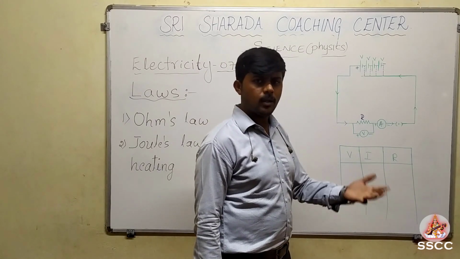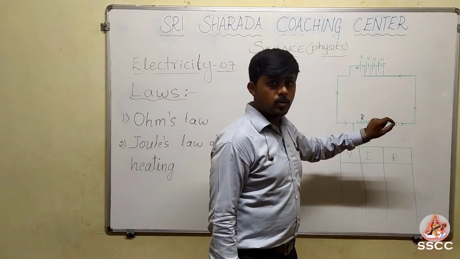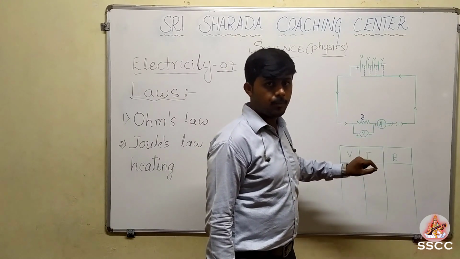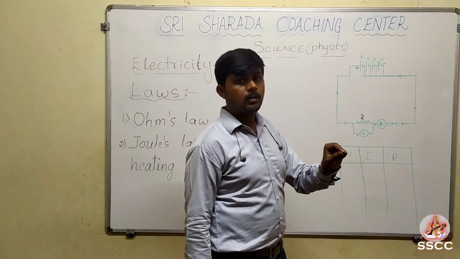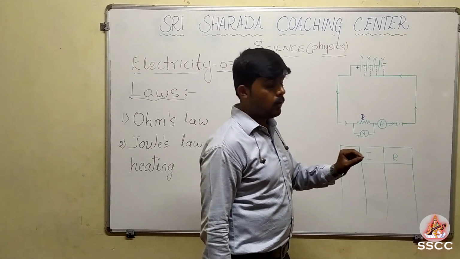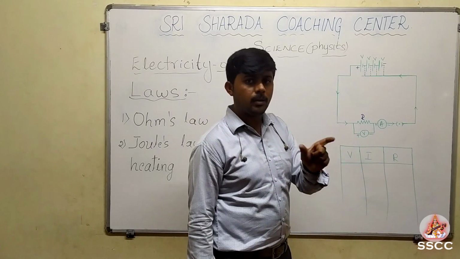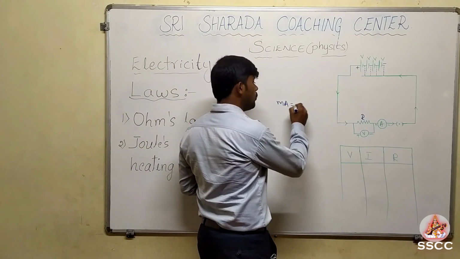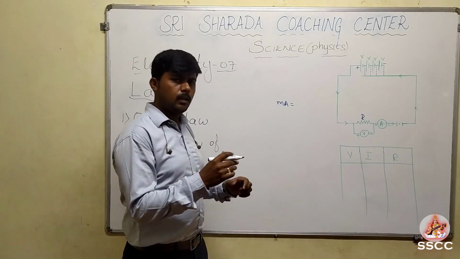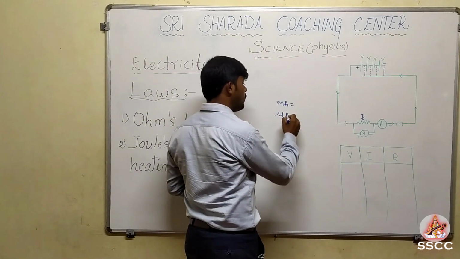What is meant by ammeter and what is meant by voltmeter? Ammeter is an instrument which is used to measure the electric current. Voltmeter is an instrument which is used to measure the potential difference. In ammeters, we have different types: milliammeter and microammeter. Milliammeter is used to measure a small amount of current. If the current is still too small, we can use the microammeter.